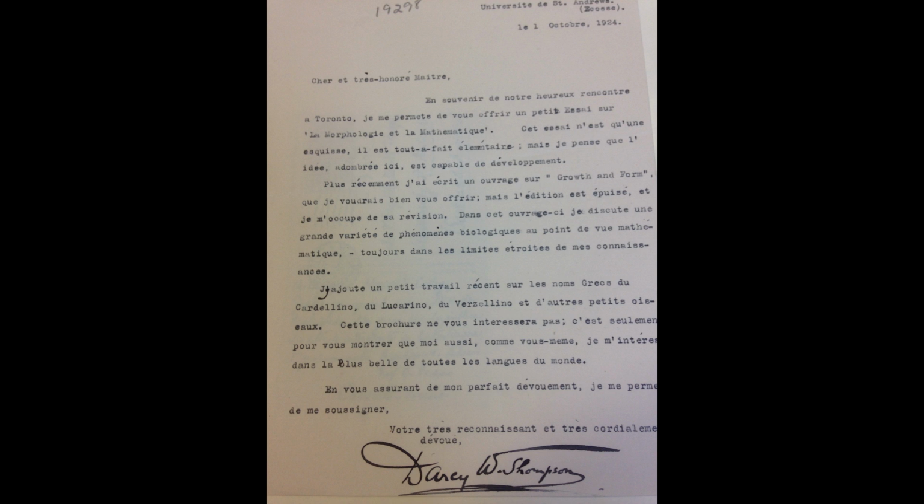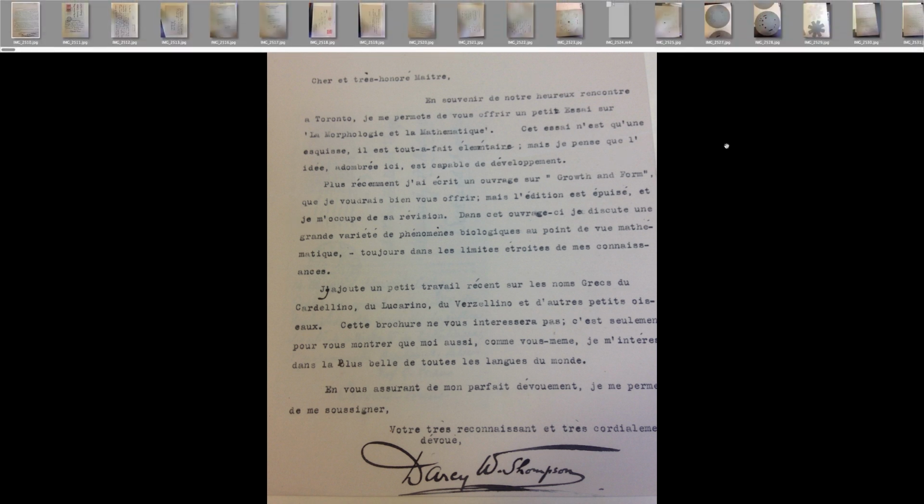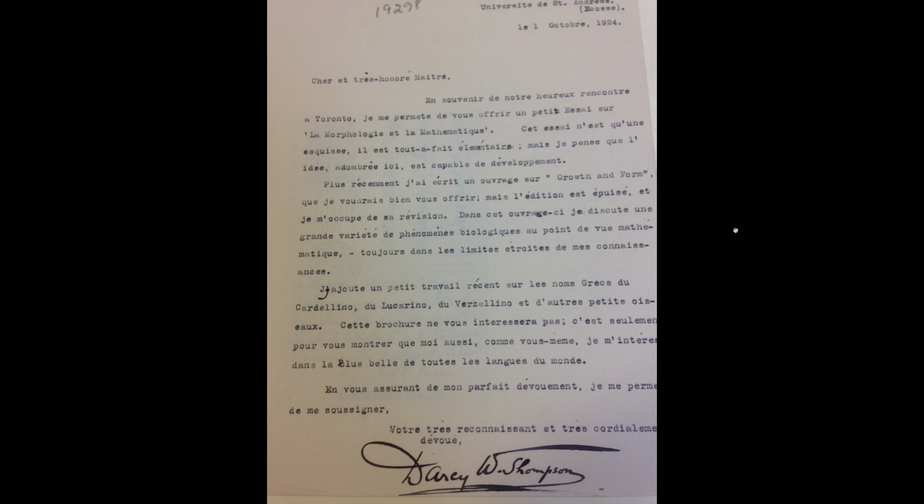French is conveniently one of the few languages other than English that I can actually read. Okay, this is from D'arcy Thompson writing in French. He says he's occupied with the revision of his book. That was in 1924. He actually didn't get the revision done until 1942, so it took a while longer, but I don't think this letter is that exciting. Okay, I did notice this one earlier.